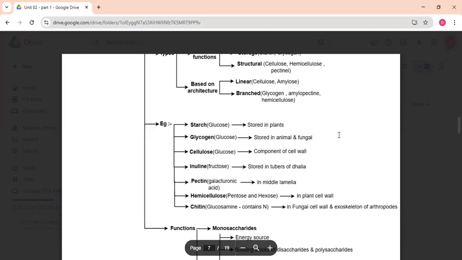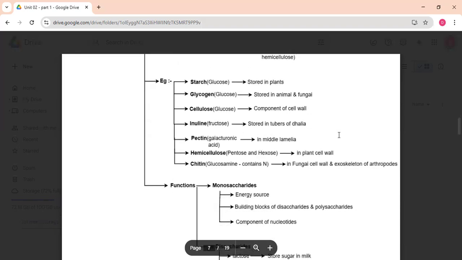It's stored in tubers of dahlia. Pectin is made up of galacturonic acid, in the middle lamella. Hemicellulose is made of pentoses and hexoses in the plant cell wall. Chitin is made up of glucosamine. It's a nitrogen-containing polysaccharide in the fungal cell wall and the exoskeleton of arthropods.